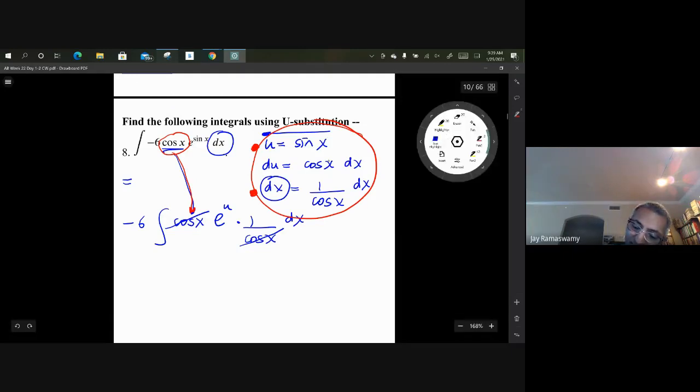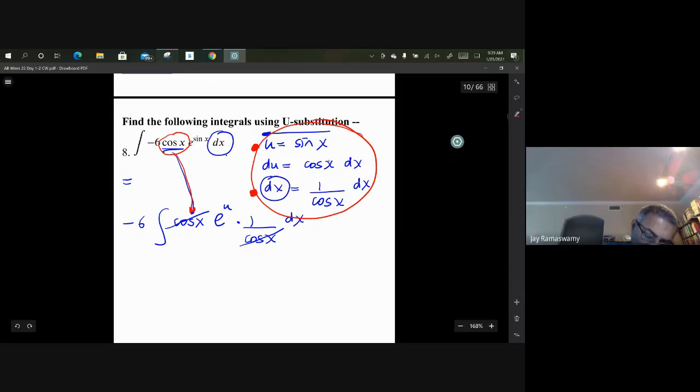Now I'm actually wrapping it up. Okay, I'm going to switch to blue. Okay, -6. What's the integral of EU? EU. And who remembers what we just did in the last step? U is after all sin x. I substitute back. Make a note to yourselves. In the very last step, substitute.